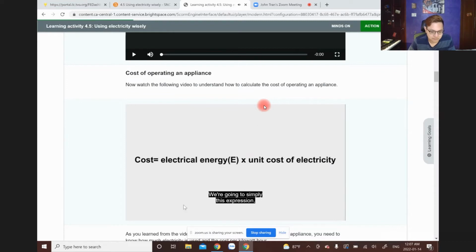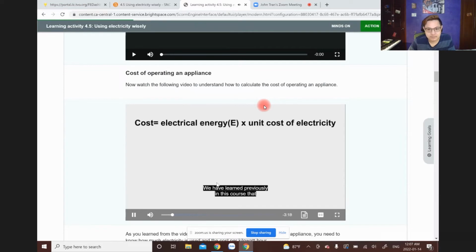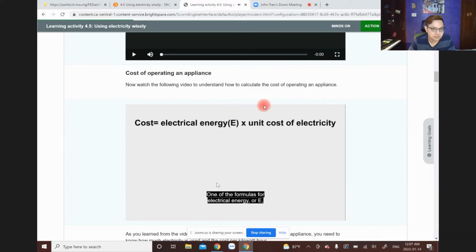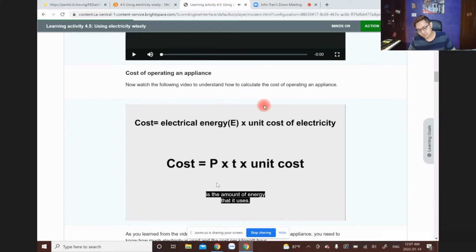We are going to simplify this expression or make this formula a little bit more usable for us. We have learned previously in this course that electrical energy can have a few different formulas. One of the formulas for electrical energy, or E, can be the power multiplied by the time. So we're going to put that right here into our formula. We will then multiply by the unit cost. So really, it means that the cost of using an appliance is the amount of energy that it uses, in other words the power multiplied by the time, and then multiplied by the cost of that power. The cost is a unit cost, so it will be so many cents or dollars per kilowatt hour.